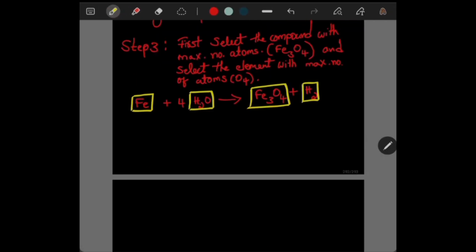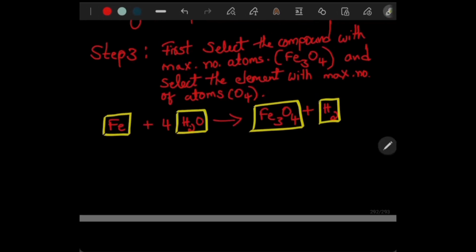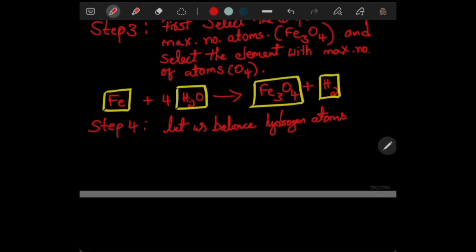Now after adding the coefficient, we can see that the oxygen atoms on the left hand side are 4, and on the right hand side we have 4 oxygen atoms. So now the oxygen atoms are balanced, but we have other elements which are not balanced. Here the oxygen atom is balanced, but Fe and hydrogen atoms are still not balanced. So in step 4 we will balance hydrogen and iron atoms. In step 4, let us balance hydrogen atoms, and in step 5, let us balance iron atoms.